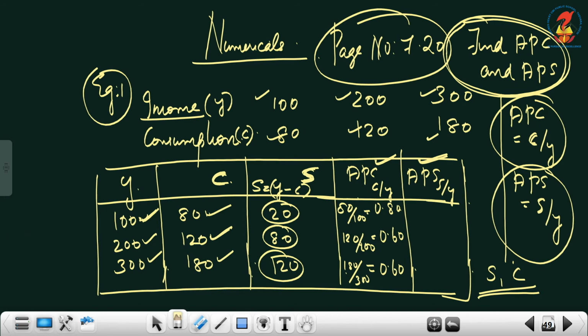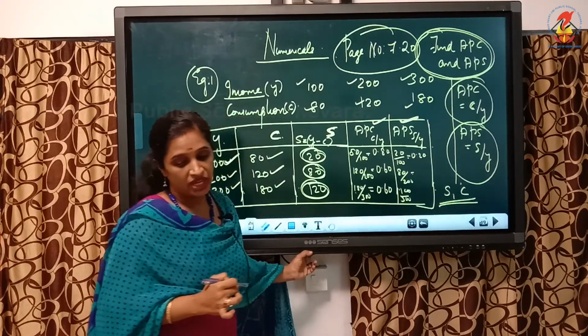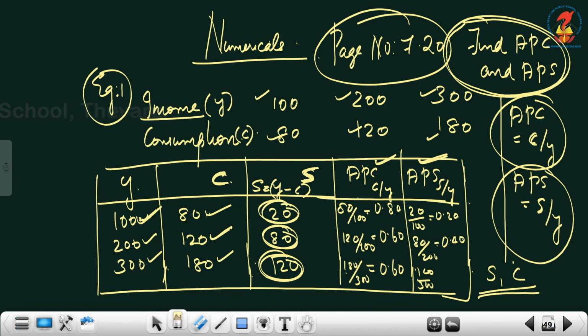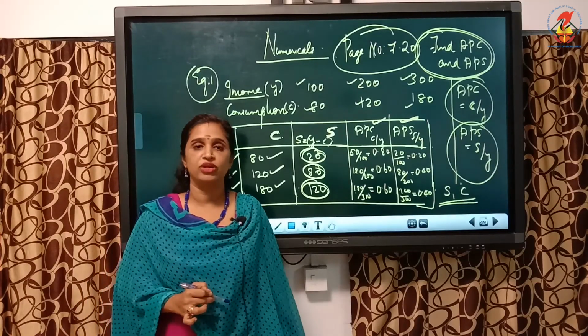Next is APS. APS is S by Y. Look at the first value of S, 20. 20 by 100 is definitely 0.20. Next one is 80 by 200, and the next one is 120 by 300. 80 by 200 is 0.40, and 120 by 300 is also 0.40. This is how we will find out the values.